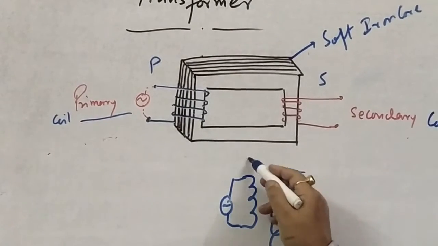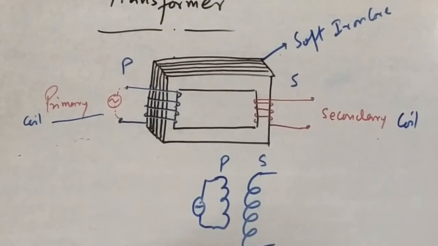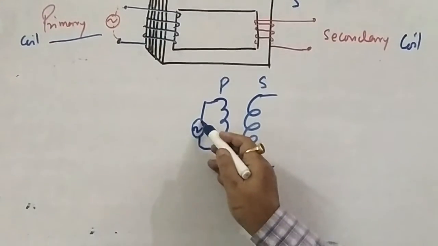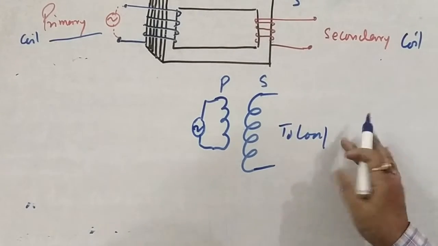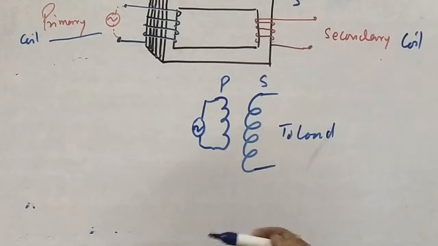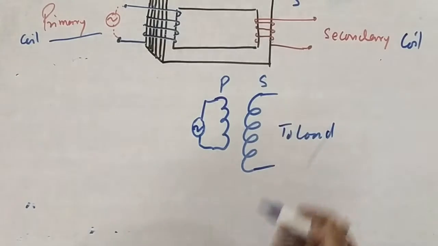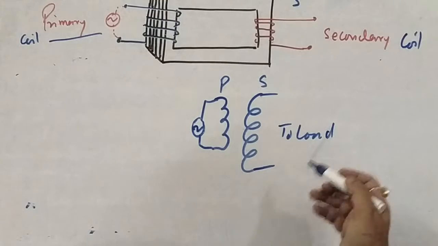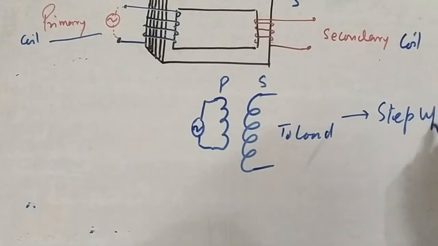Okay, and here we write this symbolically P and S. P means primary and this is secondary. This sign symbolizes that it is connected to a source of AC and this is to load. लोड मतलब कोई भी आप सर्किट से जोड़ सकते हैं, किसी भी सर्किट के पार्ट से जोड़ सकते हैं. Okay. Now remember here what we see, that number of turns of secondary is more than that of primary, and therefore this type of transformer is called step up transformer.